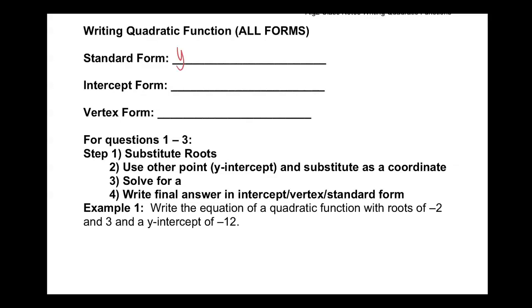Standard form is y equals ax squared plus bx plus c. In your standard form, your a, b, and c values are used to help you identify your axis of symmetry, your vertex, your y-intercepts, everything. Technically, your c value in standard form is always your y-intercept as well.